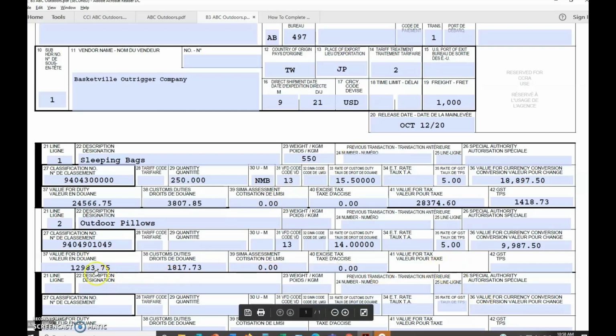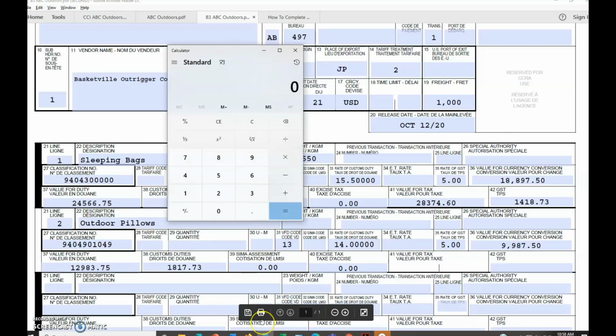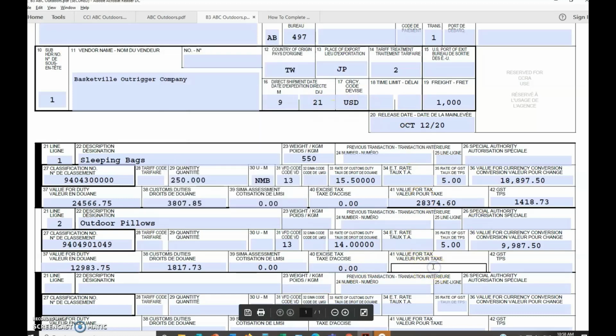The value for tax is the value for duty plus the customs duties. So we need $12,983.75 plus $1,817.73. We get $14,801.48. And we put that amount in here, the value for tax.